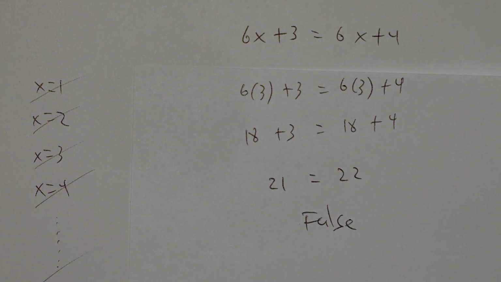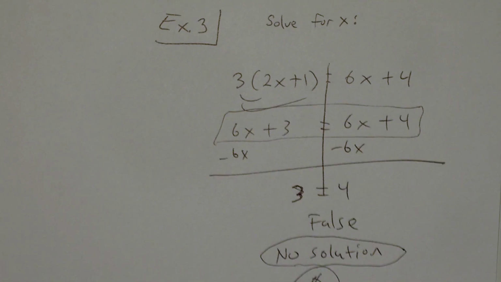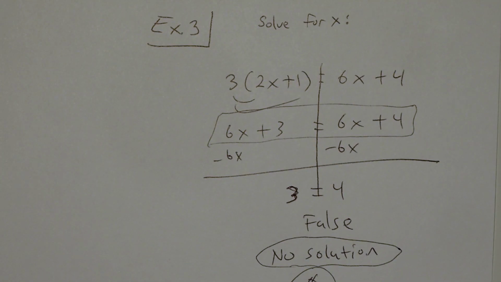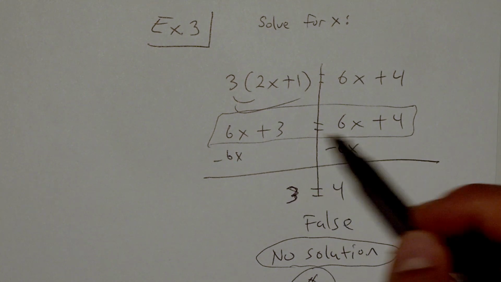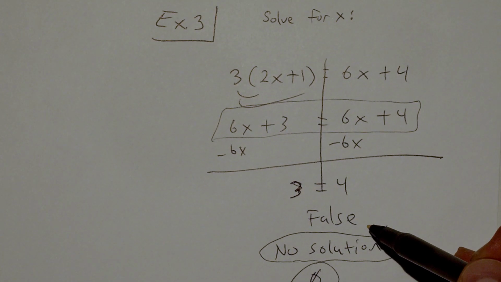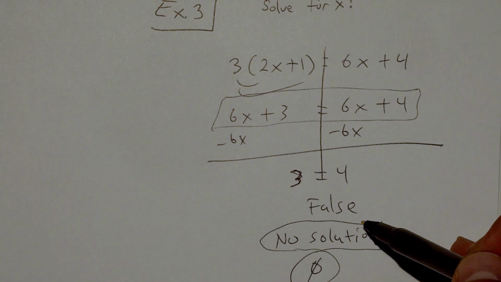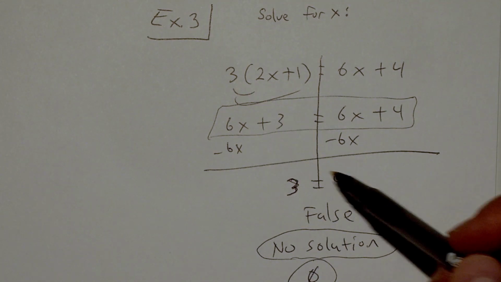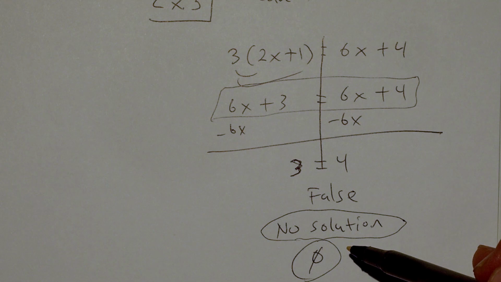Okay, so if we go back to that original problem here, this was the original problem. They asked us to solve for x here, and we distributed, and we saw that the x's were able to cancel out, and we were left with a false statement. So this is the situation in example 3. This is where you have no solution.